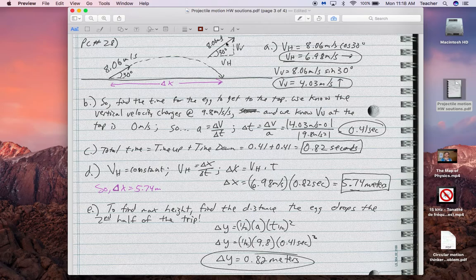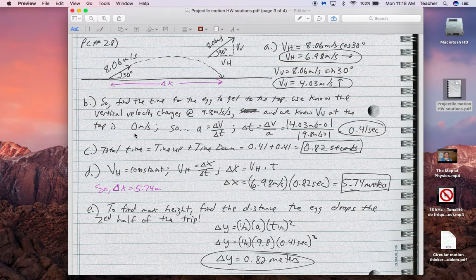So vertical velocity over the overall velocity is opposite over hypotenuse, so that's a sine function. Horizontal velocity over overall velocity is adjacent over hypotenuse, that's a cosine function. So I get the horizontal speed, 6.98, vertical speed initially is 4.03. Now the horizontal speed will stay the same. The vertical speed is going to change at a very known rate of 9.8 meters per second squared.